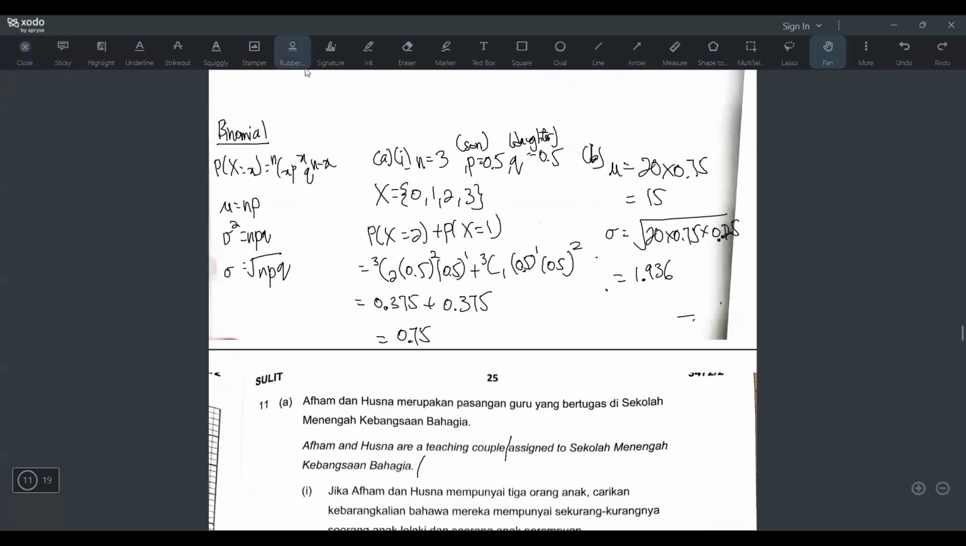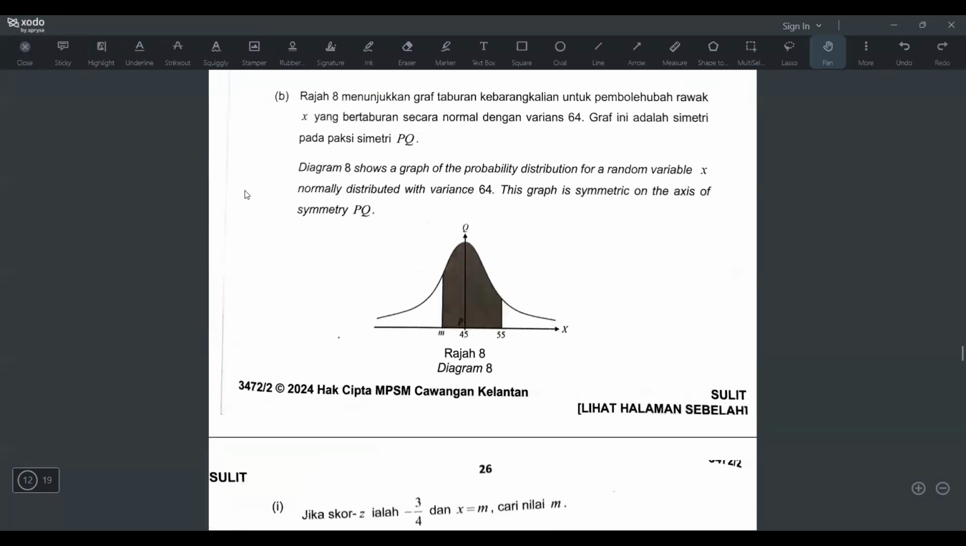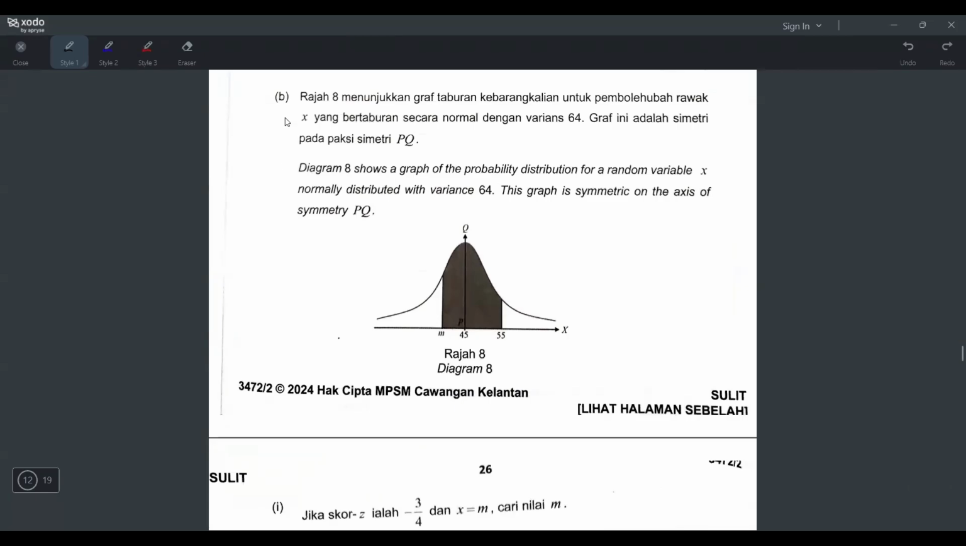And that's all. But it's not finished yet. This is only part A. Okay, I still have to do part B. Part B is normal distribution. Okay, let's do part B.